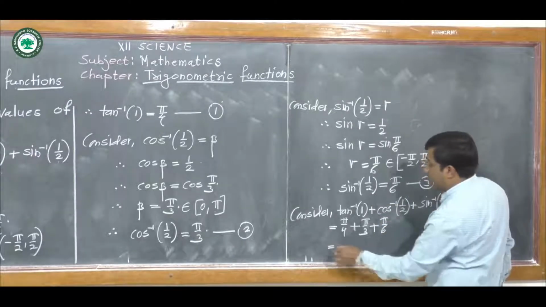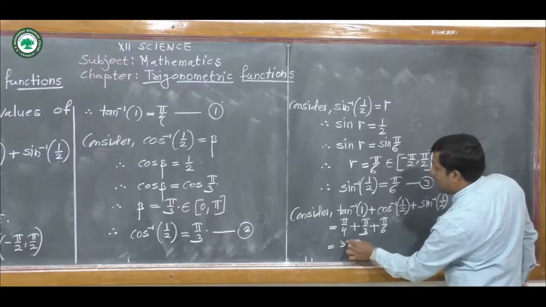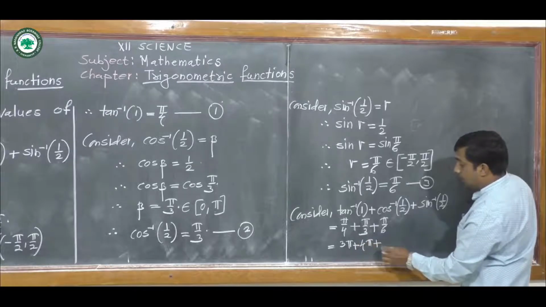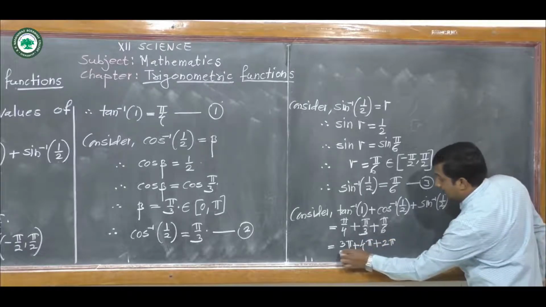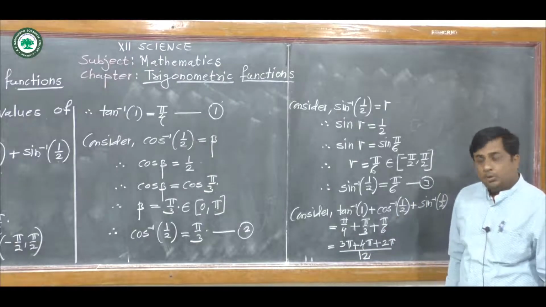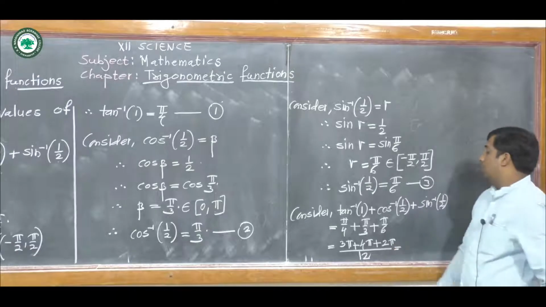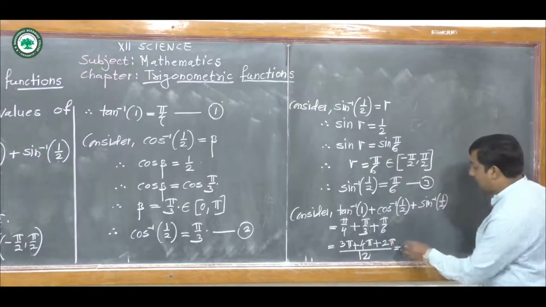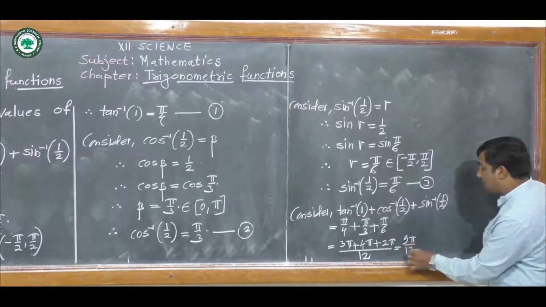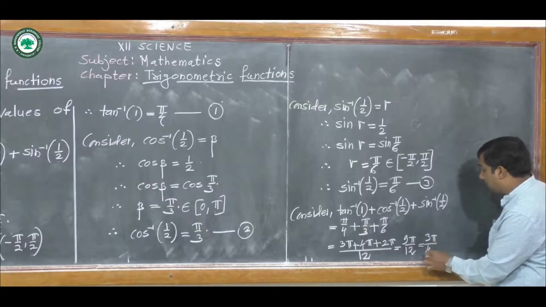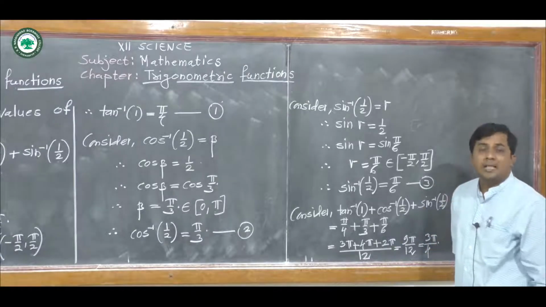After calculation, here we get 3 pi plus 4 pi plus 2 pi, and this divided by 12. Everyone check this. Now this is equal to, we know 3 pi plus 4 pi is 7 pi, and 7 pi plus 2 pi is 9 pi. We get 9 pi by 12, and lastly we get 3 pi by 4. This is the final answer.